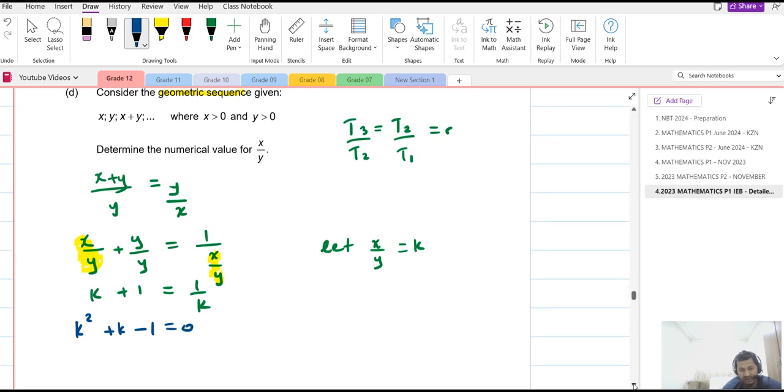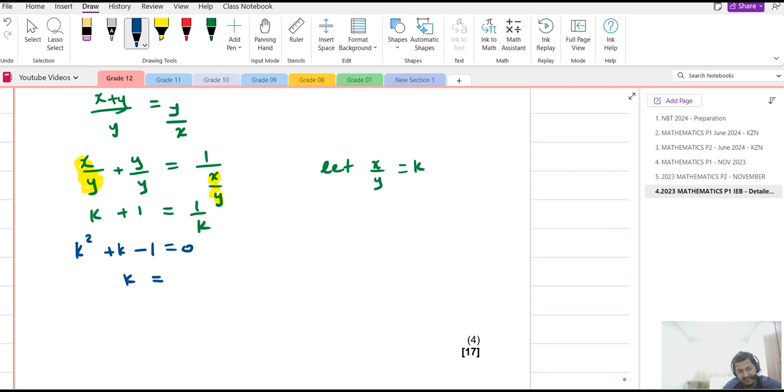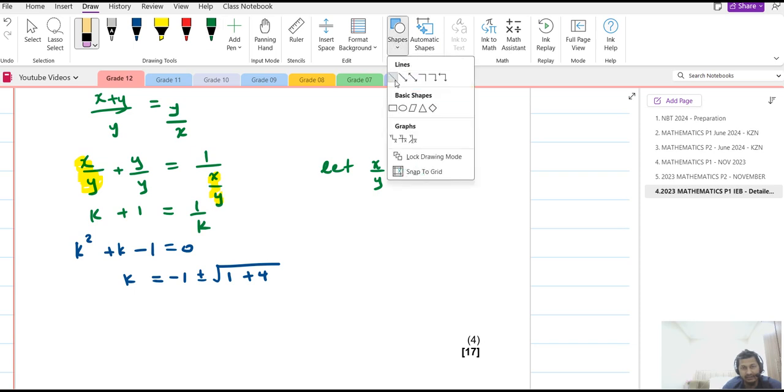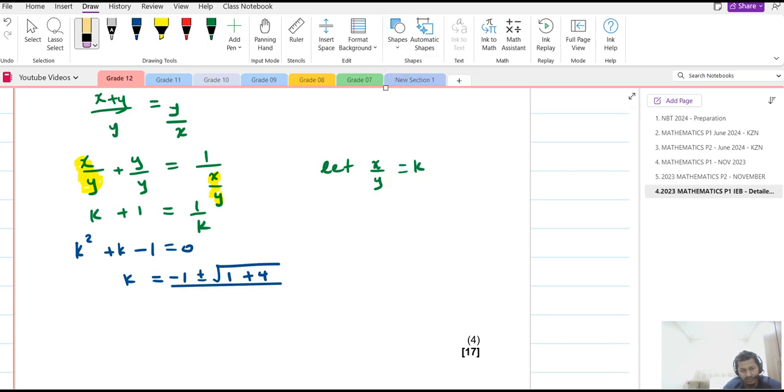Use the quadratic formula. k is equal to minus b, so minus 1, plus or minus the square root of b squared minus 4ac. b squared is 1, minus 4ac, so plus 4, divided by 2a, so divided by 2. Now since x over y is positive, because x is positive and y is positive, so x over y must be positive. We're going to reject the negative solution. Remember, k is x over y, so that's negative 1 plus root 5 over 2. I hope you guys understood that.